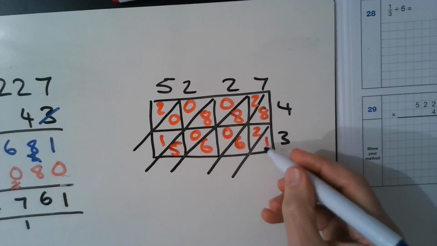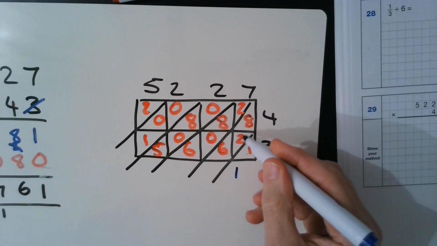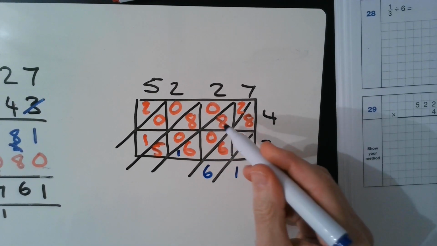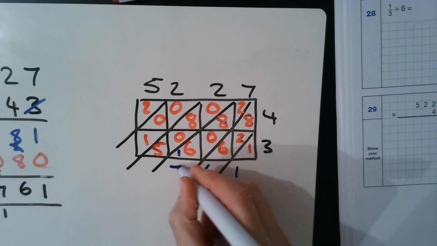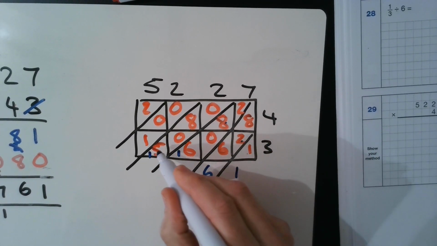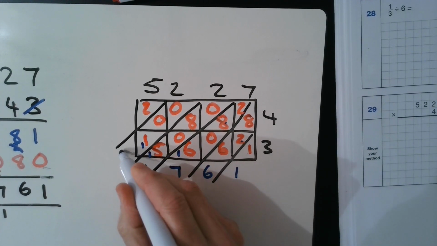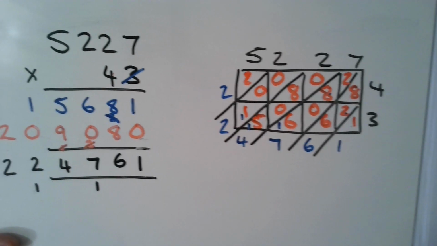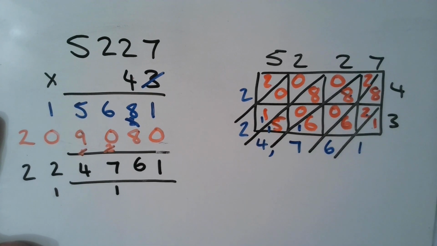And then we're just going diagonally. First of all, 1 there. Then 8 add 2 add 6 is 16. 8 add 2 is 10, add 6 add 1 is 17. 8 add 5, 13, add the 1, 14. 1 add 1 is 2, and that 2 just carries down. So whichever method you use, you'll get the same answer: 224,761.